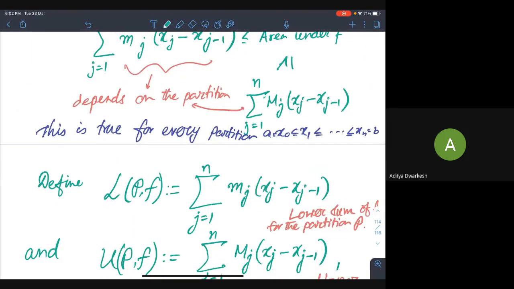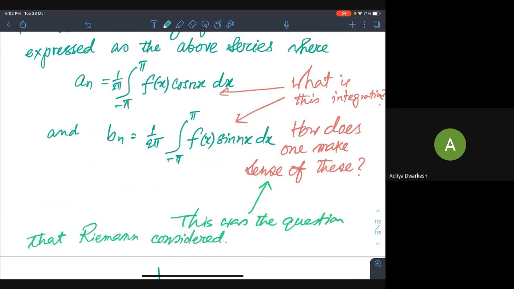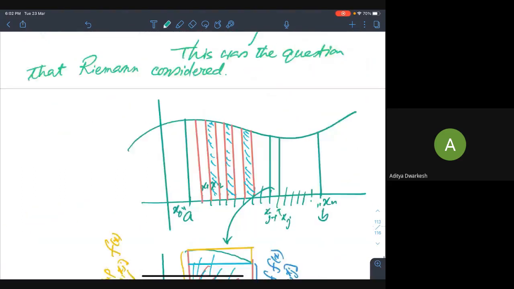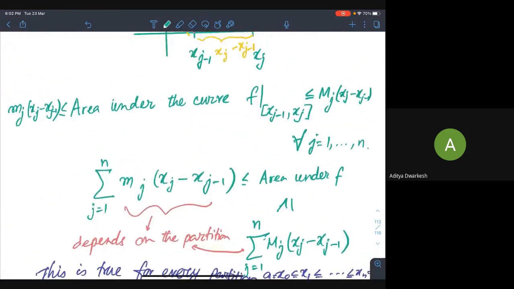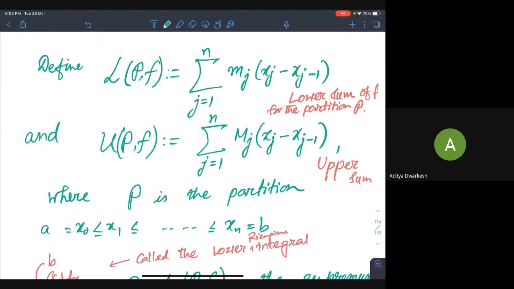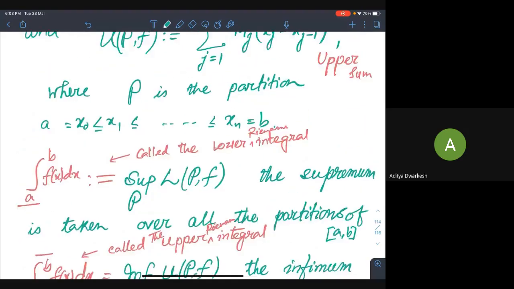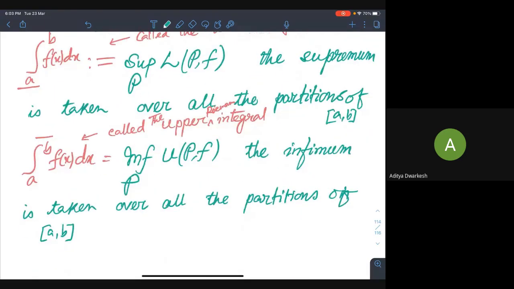So what Riemann considered was to make sense of this kind of integration for a function which is not even continuous. You can remove your pen, and if the graph is not properly visible, then what do you do? Riemann defined this. If you look at these infinitely many points, you will have an infinite series on both sides, and you need the convergence of series to define this lower and upper integral.